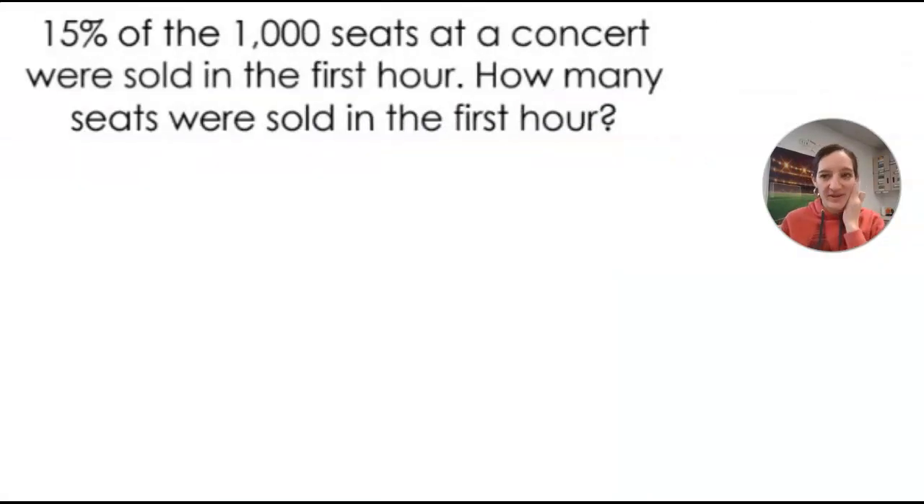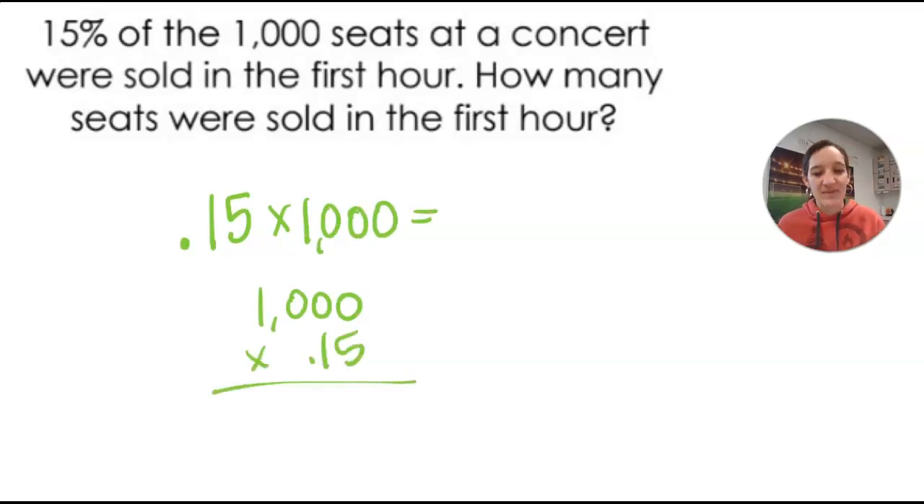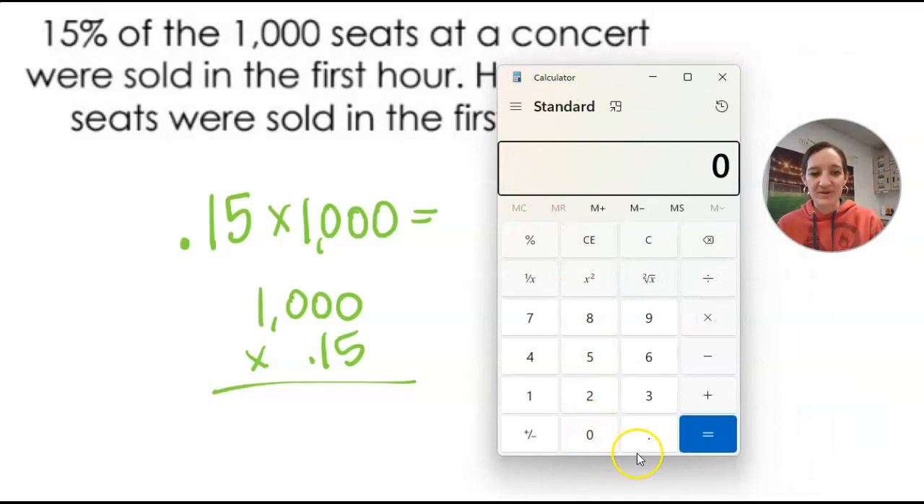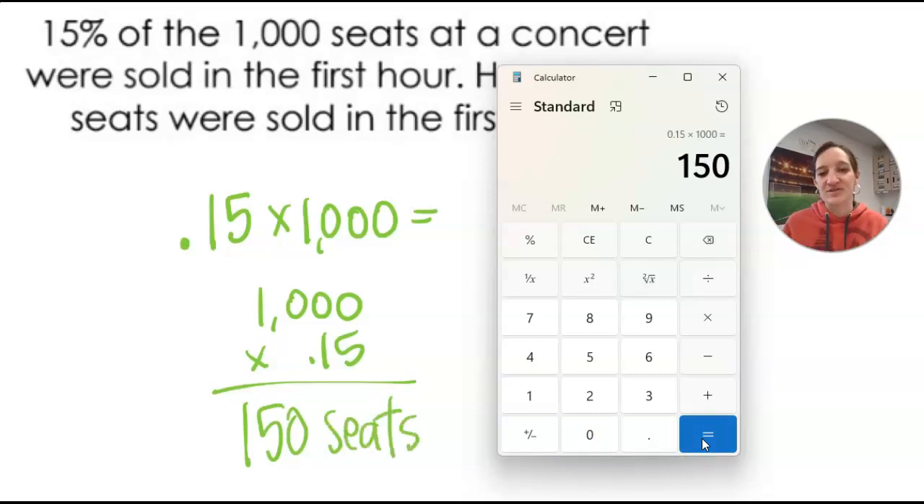Okay, so if we have a problem like this, 15% of the 1,000 seats at a concert were sold the first hour. Well, there's a whole amount of 1,000 seats, so I can do it this multiplication way, or the way I was setting up earlier, like this, correct? On a calculator, let me show you what that would look like. I pull up this calculator here, and then I'm going to put in 0.15, that's 15%, and then times it by 1,000. And boom, I get 150. 150 seats were sold.